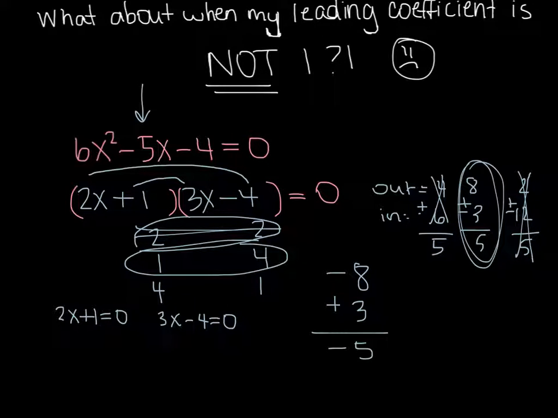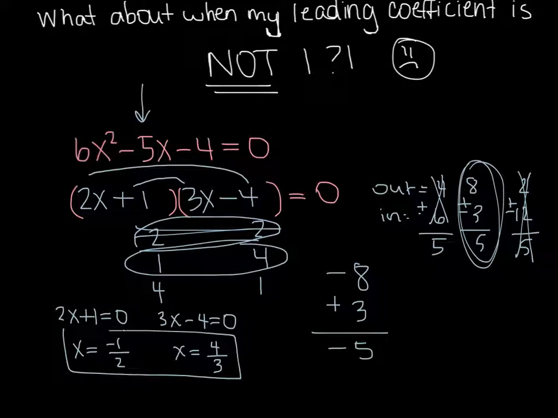And now we're going to solve each factor. Subtract the 1, divide by 2, and I get a negative 1/2. And the second factor, add the 4 and divide by 3. So there are my two solutions.